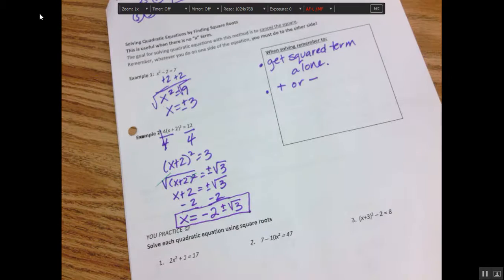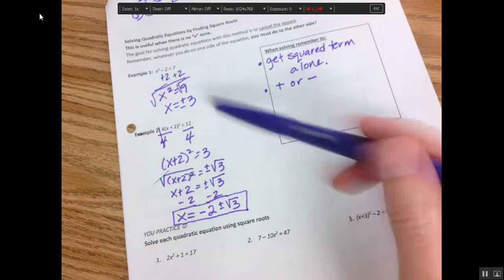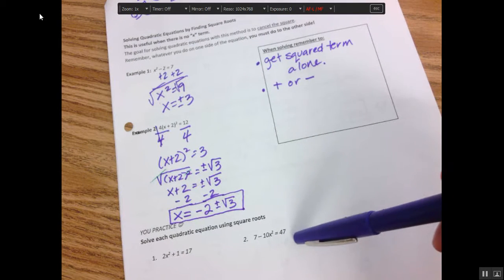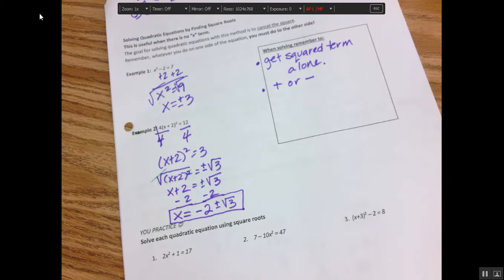Okay? So these two problems are the same in that you have to get the squared part by itself, and then you solve with the plus or minus square root. I want you to take a minute to do these. There is a trick to problem 2 when you get to the end, and we'll talk about that when we get to the very end of that problem, but do your best on 1, 2, and 3.